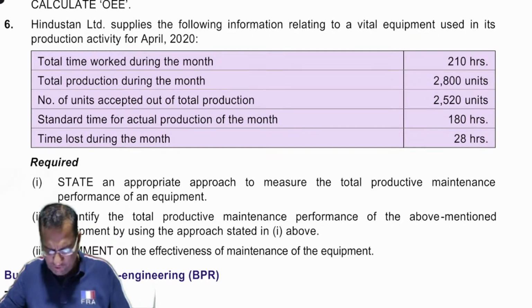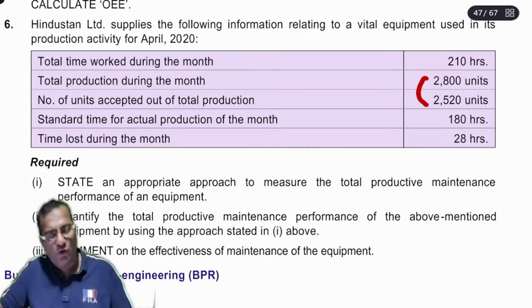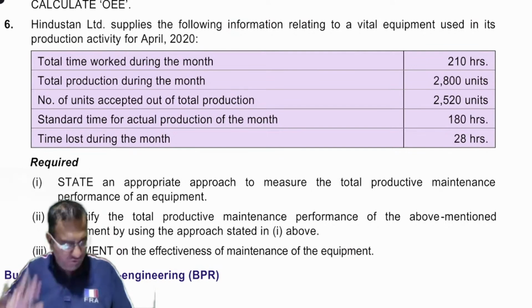Okay. Next, standard hours has been given to you, while actual time has also been given to you. So you can easily calculate the performance ratio, and the quality ratio can be calculated with the help of 2800 and 2520 units. तो ये क्वेश्चन आपके लिए मैंडेटरी है, इसको आपको करना है.